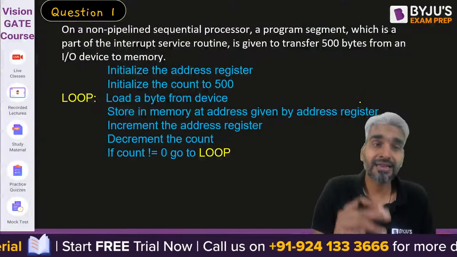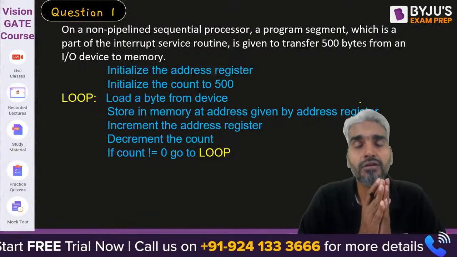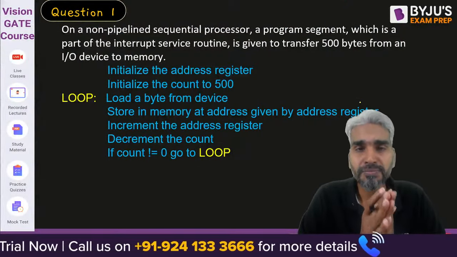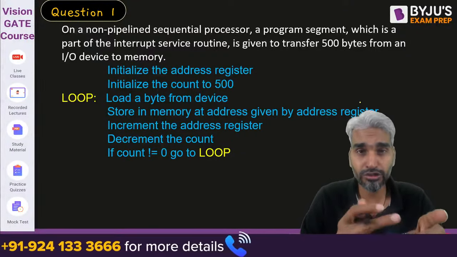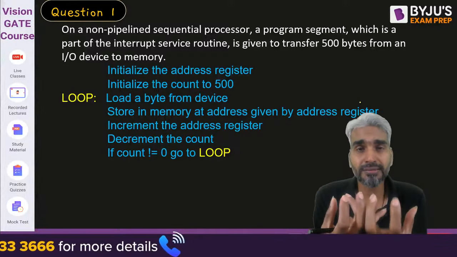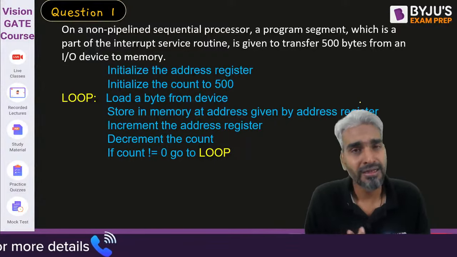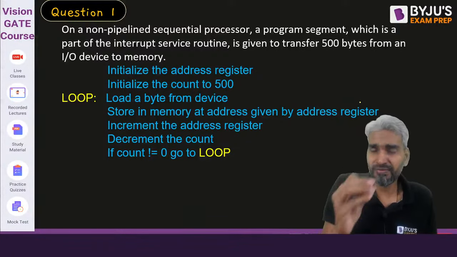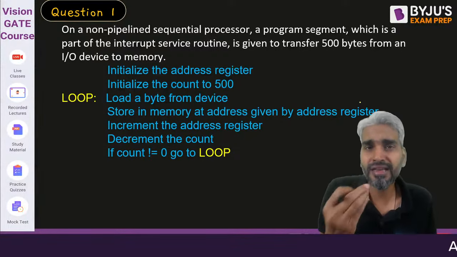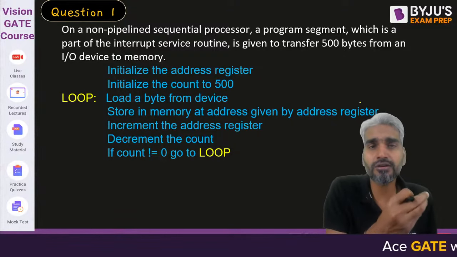Okay guys, let's move with the very first question of this particular topic, that is interrupt driven IO and DMA. This is a question which combines both the concepts, interrupt driven IO as well as DMA. So what happens in the interrupt driven IO? Whenever the IO device wants to perform any IO operation, an interrupt will be generated to the CPU.